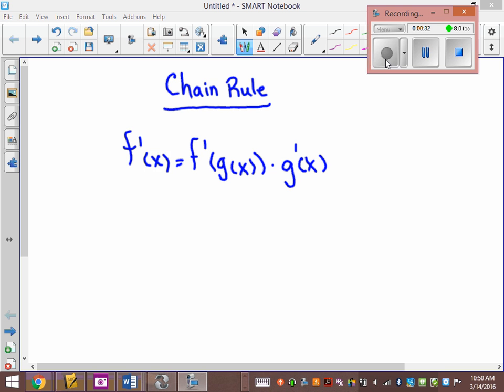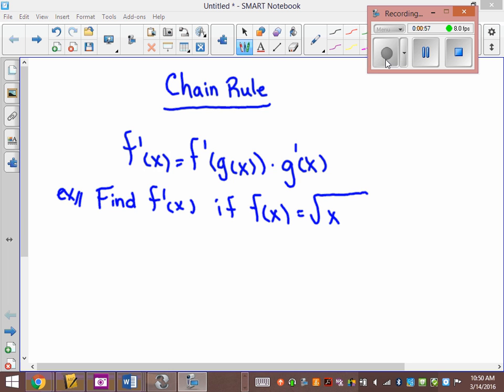So whenever you take the derivative of anything, you have to actually take the derivative of everything by the end. So with chain rule, we take the derivative of the outside and end up taking the derivative of the inside after. So an example would be, find f prime of x if f of x equals square root of x squared plus 1.